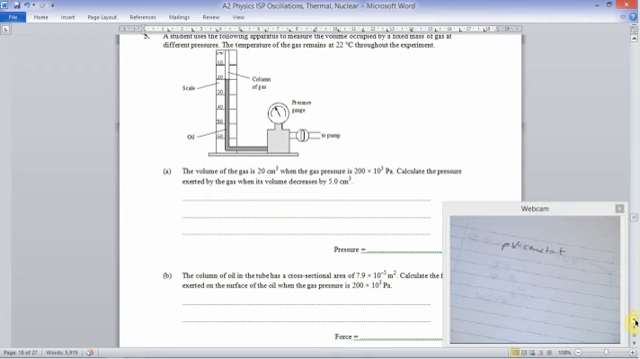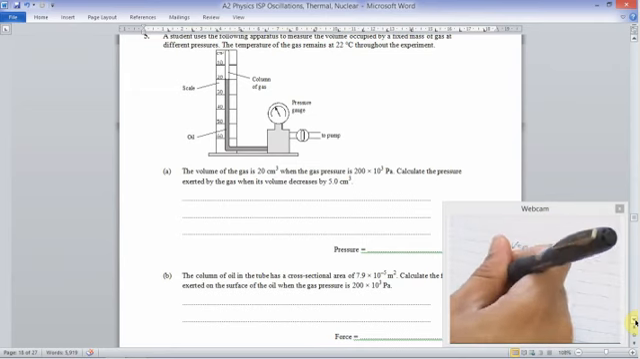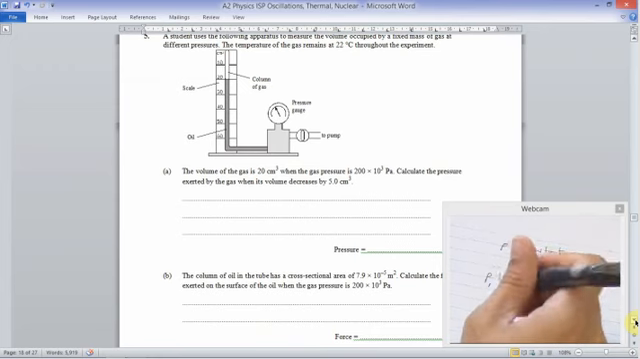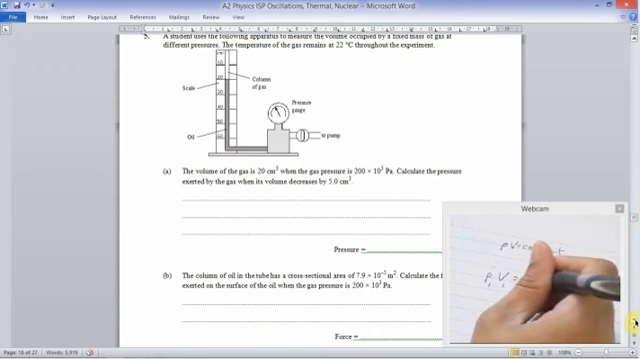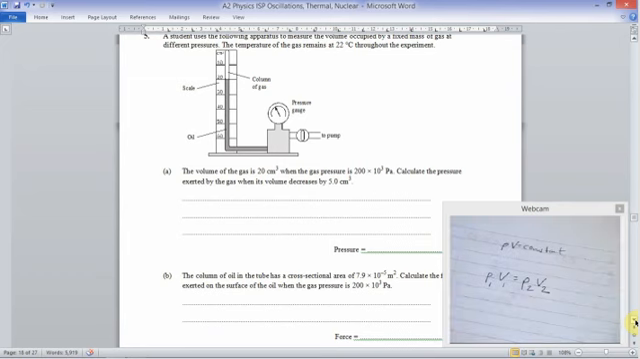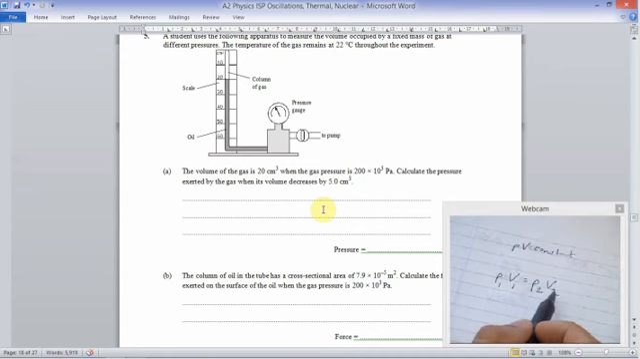So what we can say is if we know the pressure beforehand and the volume beforehand, and we know one of the variables afterwards, we can figure it out. So the idea is that P1 V1 is equal to P2 V2. Our pressure beforehand we've got as 200 times 10 to the 3. Our volume beforehand we have as 20. Doesn't matter about the units as long as they're consistent. Actually, the units will cancel, so it's fine.